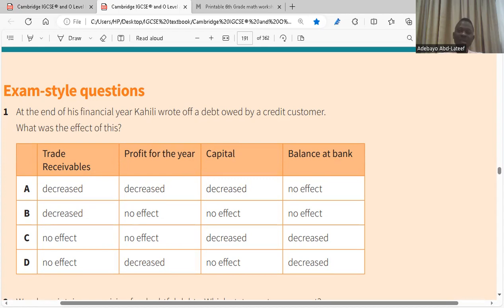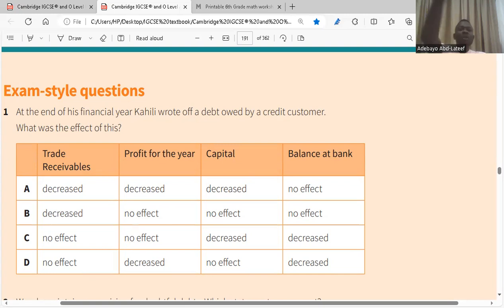So that means the profit of the year doesn't have an effect. There is no profit. Profit for the year doesn't have an effect. It has. Okay, it will decrease. Net profit. So look at trade receivable. If you choose decrease, it's either A or B. Trade receivable will decrease. Yes.